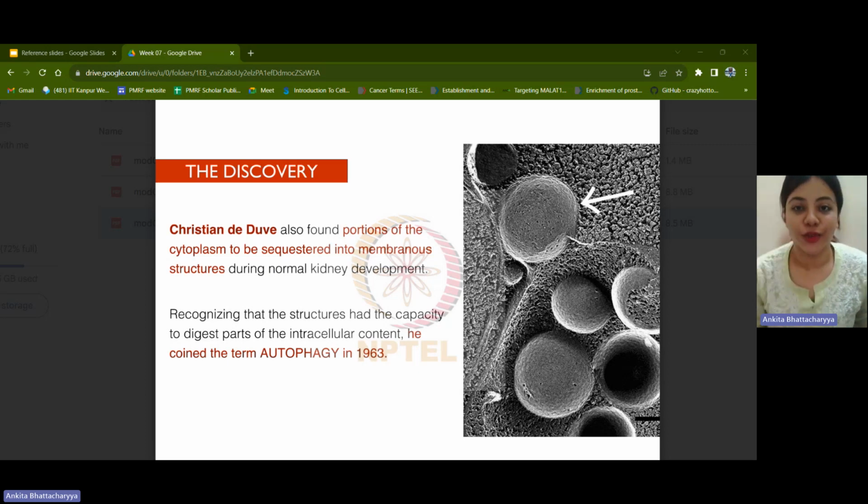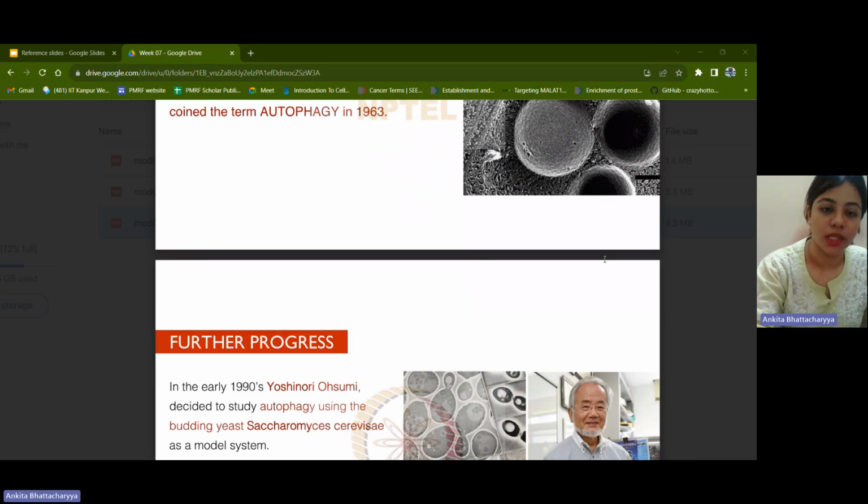So coming back to the content that we see here, Christian de Duve, he also found portions of the cytoplasm to be sequestered into the membranous structures during normal kidney development. And he recognized that the structures had the capacity to digest part of the intracellular content. And he termed the concept of autophagy in 1963, that is self-digestion for long-term renewal.